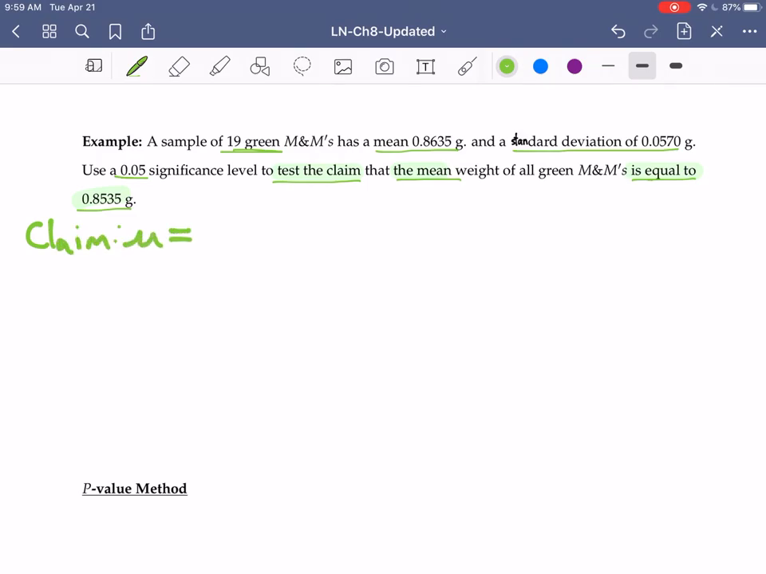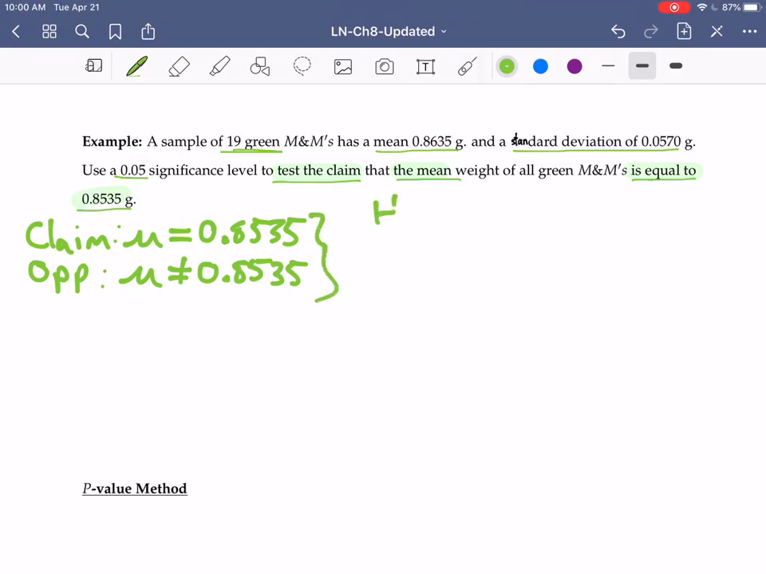The claim is, and we write that symbolically, the mean is equal to 0.8535. We write the opposite of the claim. So what must be true if the claim is not true? It is not equal to 0.8535. So that's our counterclaim. From these two things, we should always be able to come up with a null and alternative hypothesis.